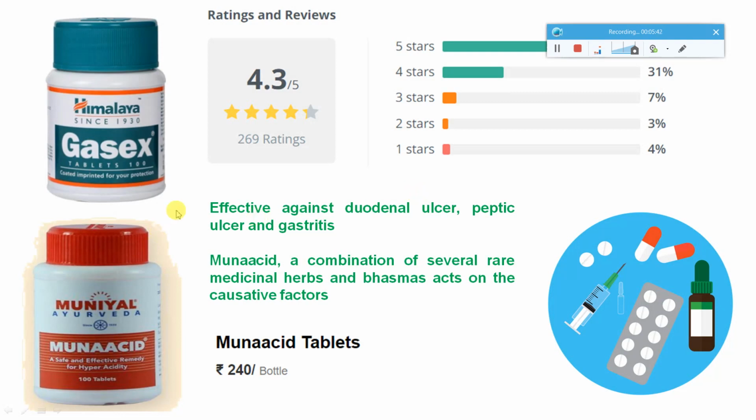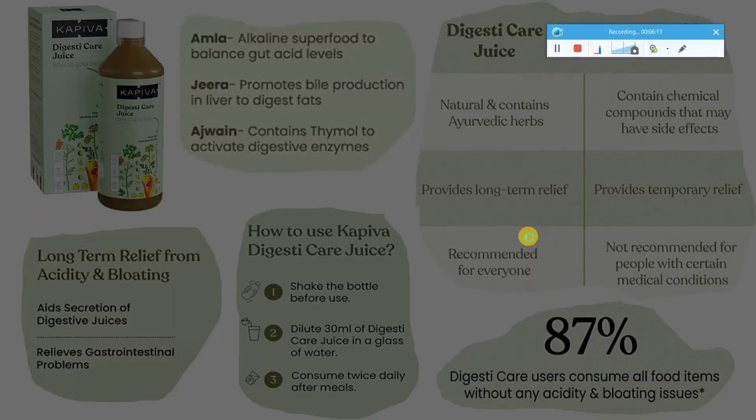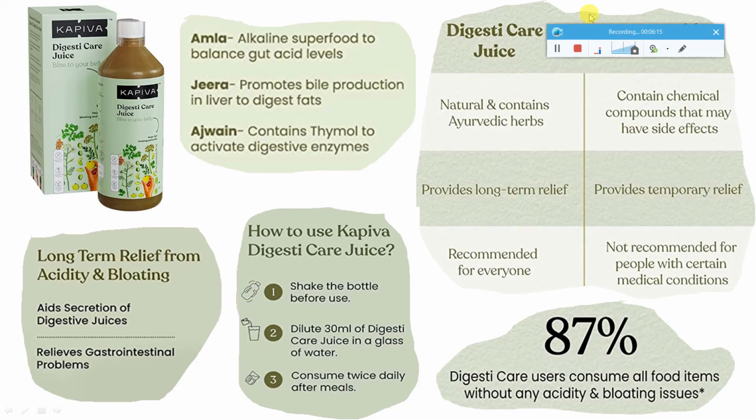So these are some Ayurvedic medicines which are available. Himalaya has a product called Himalaya Gasex, which has very good reviews. Apart from that, Muniyal Ayurveda also has a product called Muna Acid. This is also a very good tablet which can be used, and it is economical. This will help you in coming out from these gastritis issues. Most of these use herbal medicines and bhasmas of various things, which will be useful for avoiding these gastritis situations.